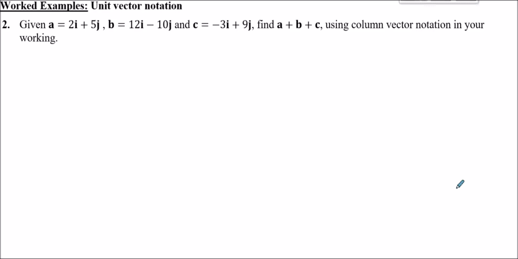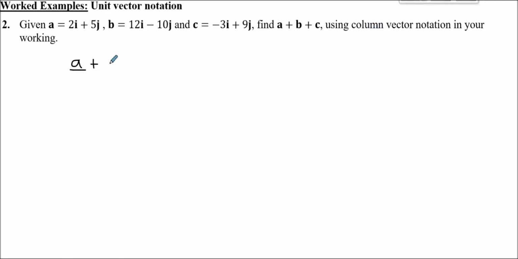Example 2. Given that a is 2i plus 5j, b is 12i minus 10j, and c is minus 3i plus 9j, find a plus b plus c using column vector notation in your working. So this is actually quite straightforward. Column vector notation, personally I think column vectors are easier.